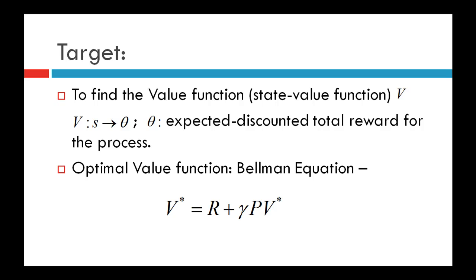And the optimal value function satisfies the Bellman equation. The optimal value function V star is equal to R plus gamma times P times V star. This is the value function written in the matrix format, and you can refer to the previous lectures to derive this equation.